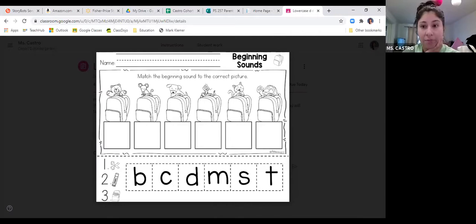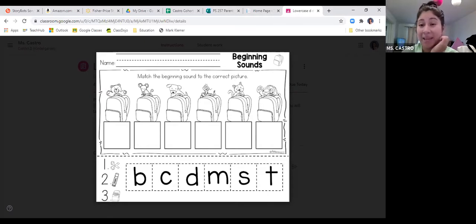So let's look at the pictures here. Behind this backpack, we have a picture of a bear. Next picture is a picture of a mouse. The next picture is a dog. Next picture, we have a snake. Next animal we have is a cat. And last but not least, we have a turtle. So your job, boys and girls, is to say the pictures of the animals.